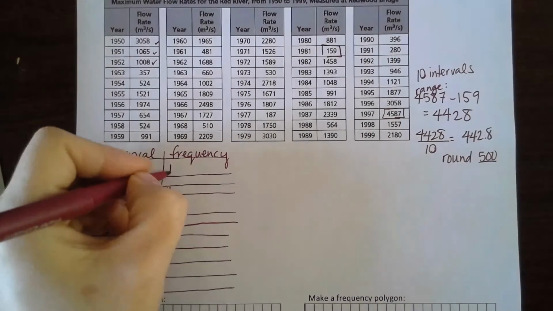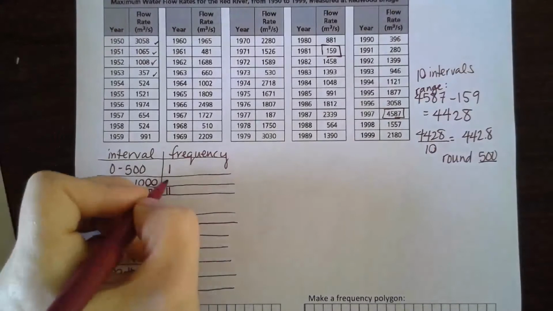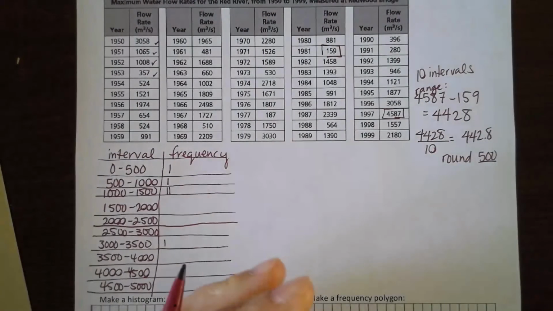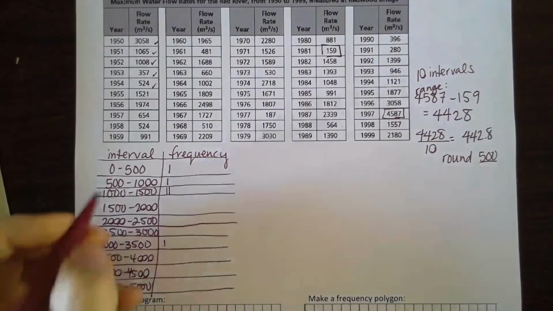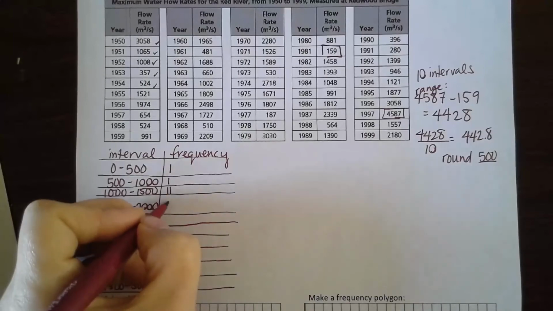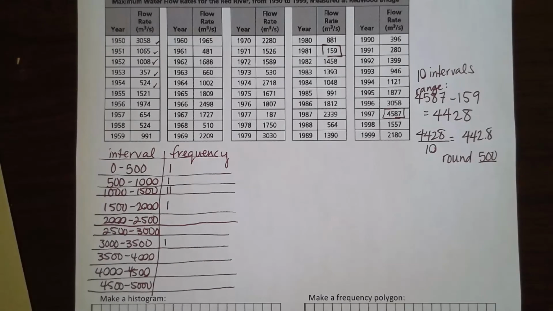357 goes in our first category, but 524 goes in our second because it's bigger than 500, right? And then 1,521 goes in the 1,500 to 2,000 category. And I think you could probably figure out what I'm doing for all the rest.